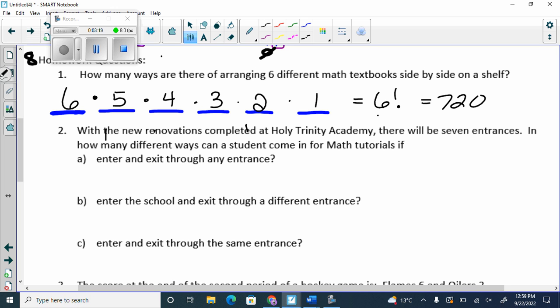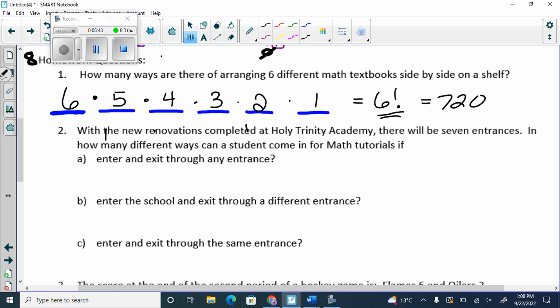We need to know the factorial symbol because sometimes it'll go like a factorial and it'll determine the value of a, and you say a was 6. Right? If it's a numeric response. Okay, the next one says, with the new renovations completed at Holy Trinity Academy, there will be 7 entrances in which a student can come to math. We have how many entrances?